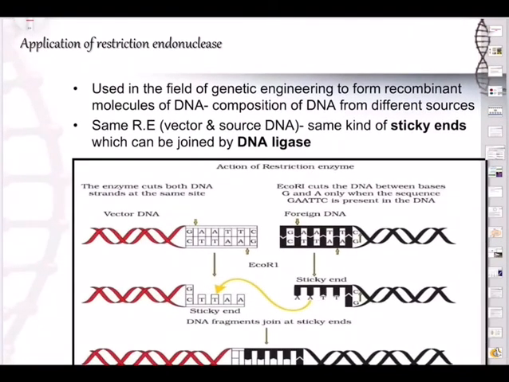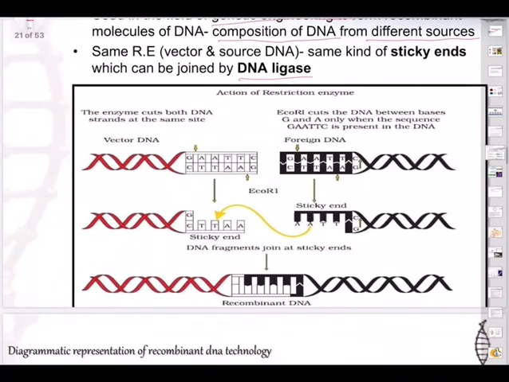And where is this applied? Application of restriction endonuclease: it is used in the field of genetic engineering to form recombinant molecules of DNA. The purpose is to form rDNA, a composition of DNA from different sources. The same restriction endonuclease cuts vector DNA and source DNA, giving the same kind of sticky ends, which can be joined by DNA ligase, as we just said. So here, take a paper and draw this.